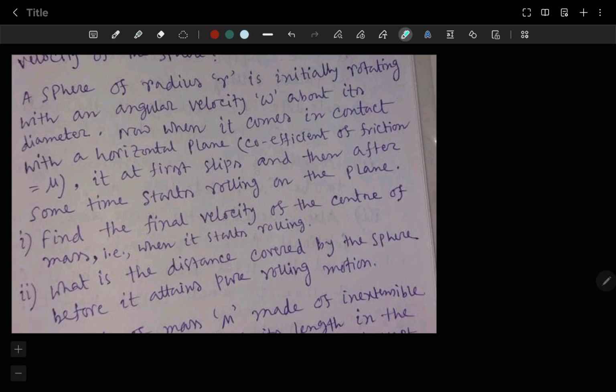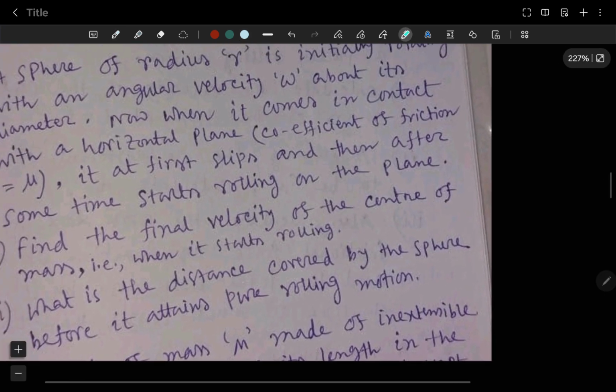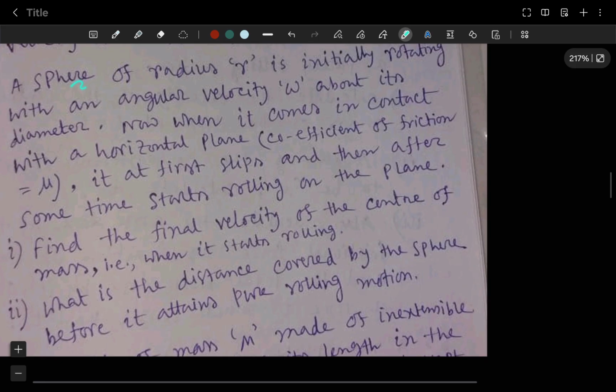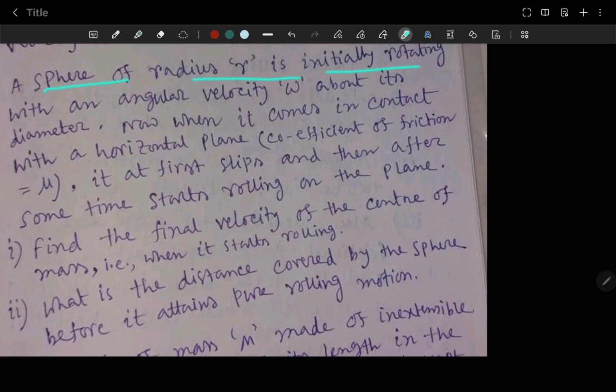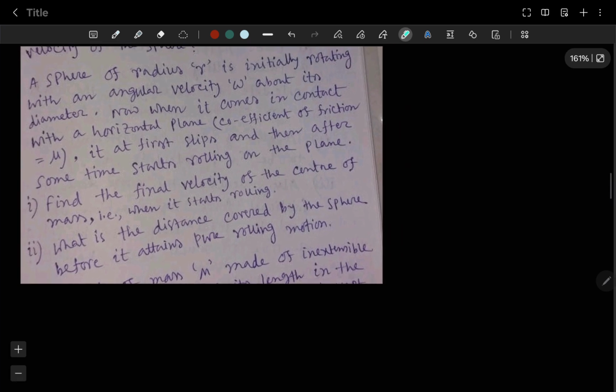See the problem. Find the final velocity of center of mass when it starts pure rolling, and the distance covered when it starts pure rolling. Okay, so how to do this problem?